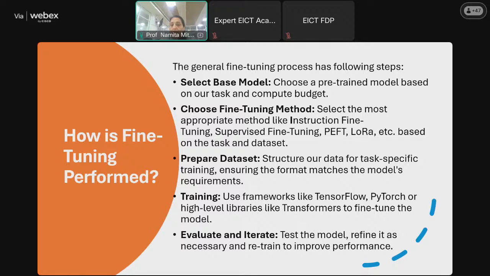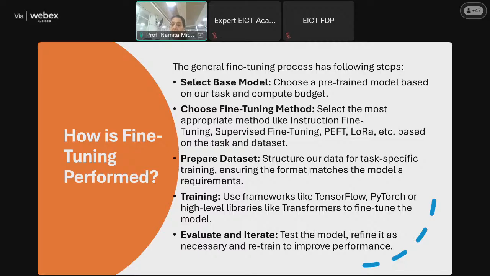So choose a fine tuning method. First, we have to choose a model. Then which fine tuning method is good. There are certain good fine tuning methods: supervised fine tuning, PEFT, LoRA, and QLoRA, etc., based on the task and data set. I'll take these all one by one.